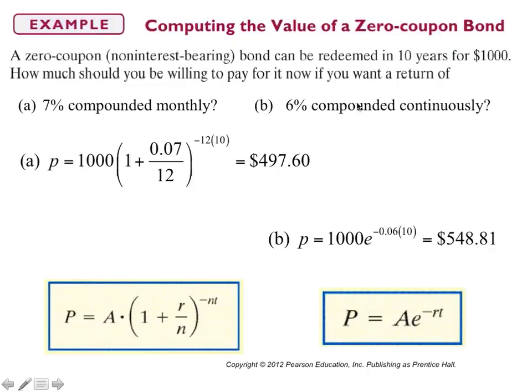$548.81. So that means that if you're interested in getting 6% interest compounded continuously, you should be willing to pay about $548.81 today for that bond.